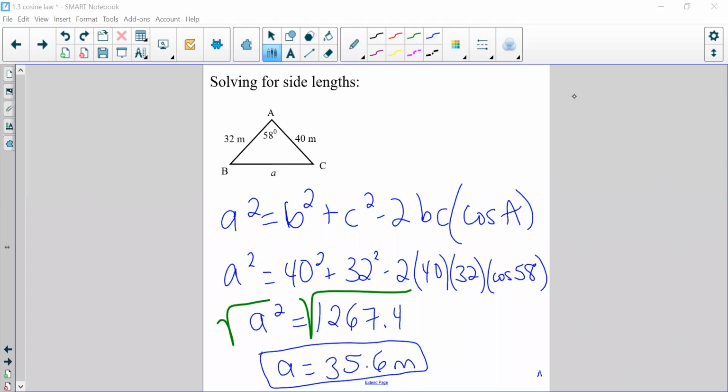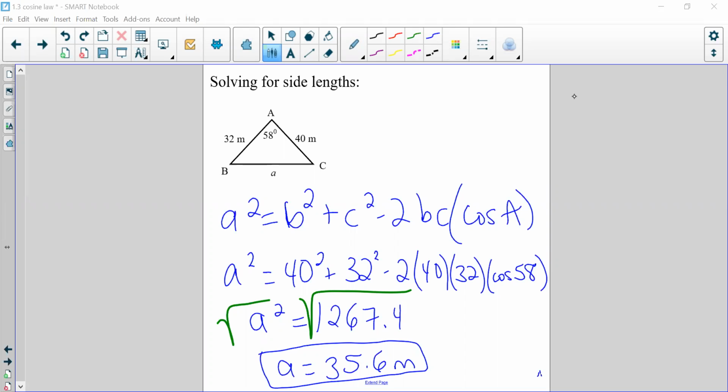So hopefully you got 35.6 meters. I just plugged in B is 40, C is 32, and angle A is 58 degrees. I initially got 1,267.4, and the square root of that is 35.6.